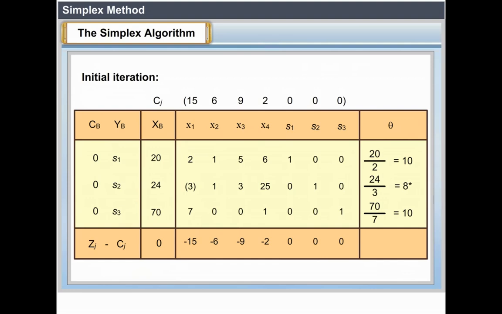Then we have to fill our theta column. 20 divided by 2 equal to 10. 24 by 3 equal to 8. 70 by 7 equal to 10. In this, we have to choose 8 because 8 is the least number. While we are choosing 8 as the least number, 3 is the key element. X1 is the pivot column. Second row is called the pivot row.